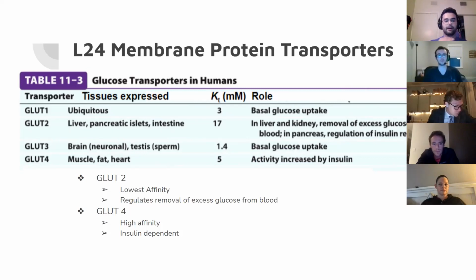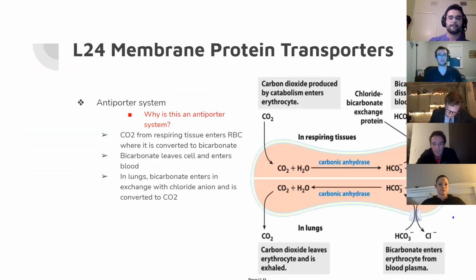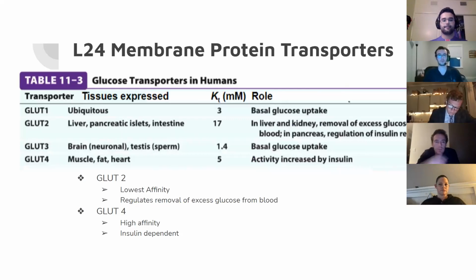GLUT4 has a really, really high affinity. It's not the highest affinity, but it has a really, really high affinity. And what's important here is that GLUT4 is actually insulin dependent. So once GLUT2 activates that insulin production, insulin is going to activate GLUT4 to start picking up all that glucose circulating in our blood to our muscles, fats, and hearts. Okay? Any questions on this?